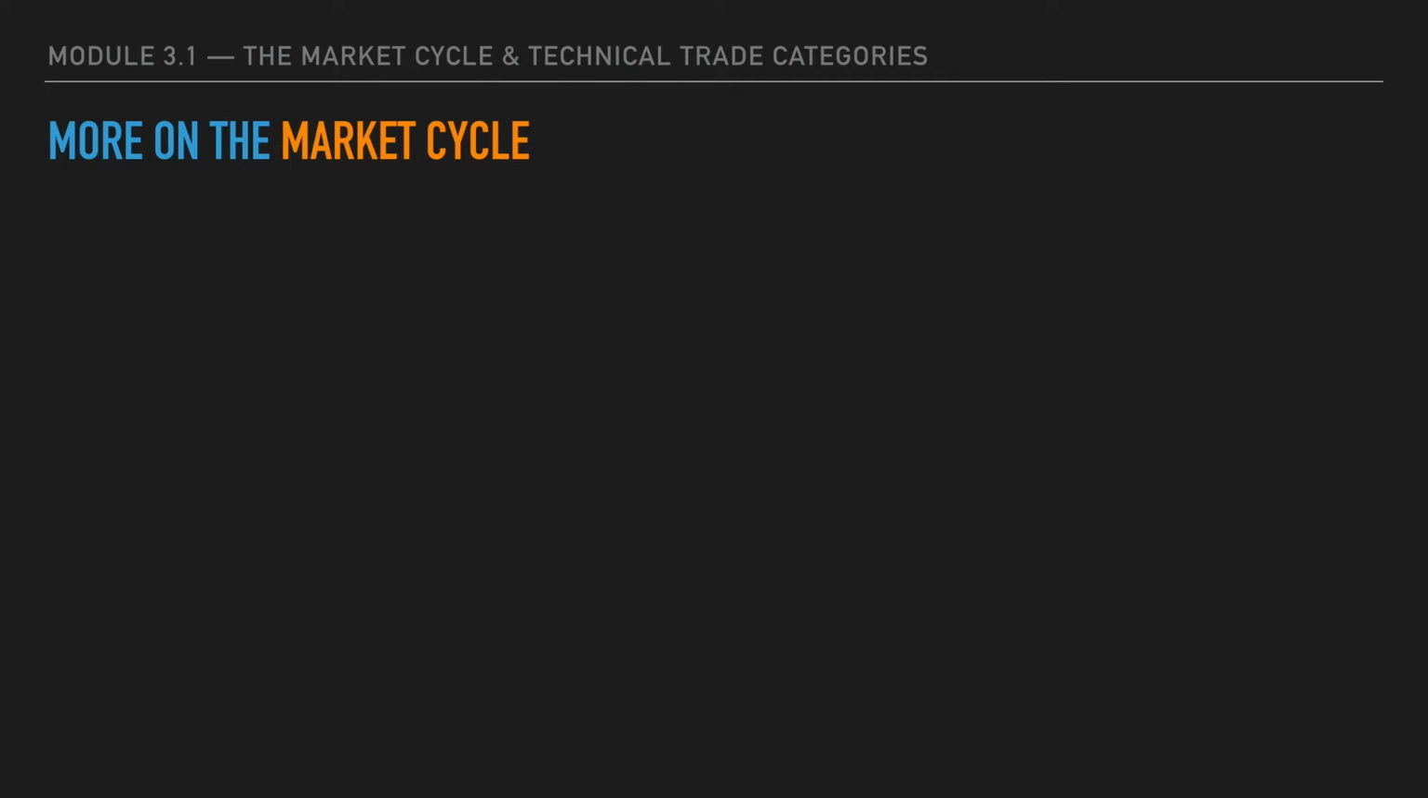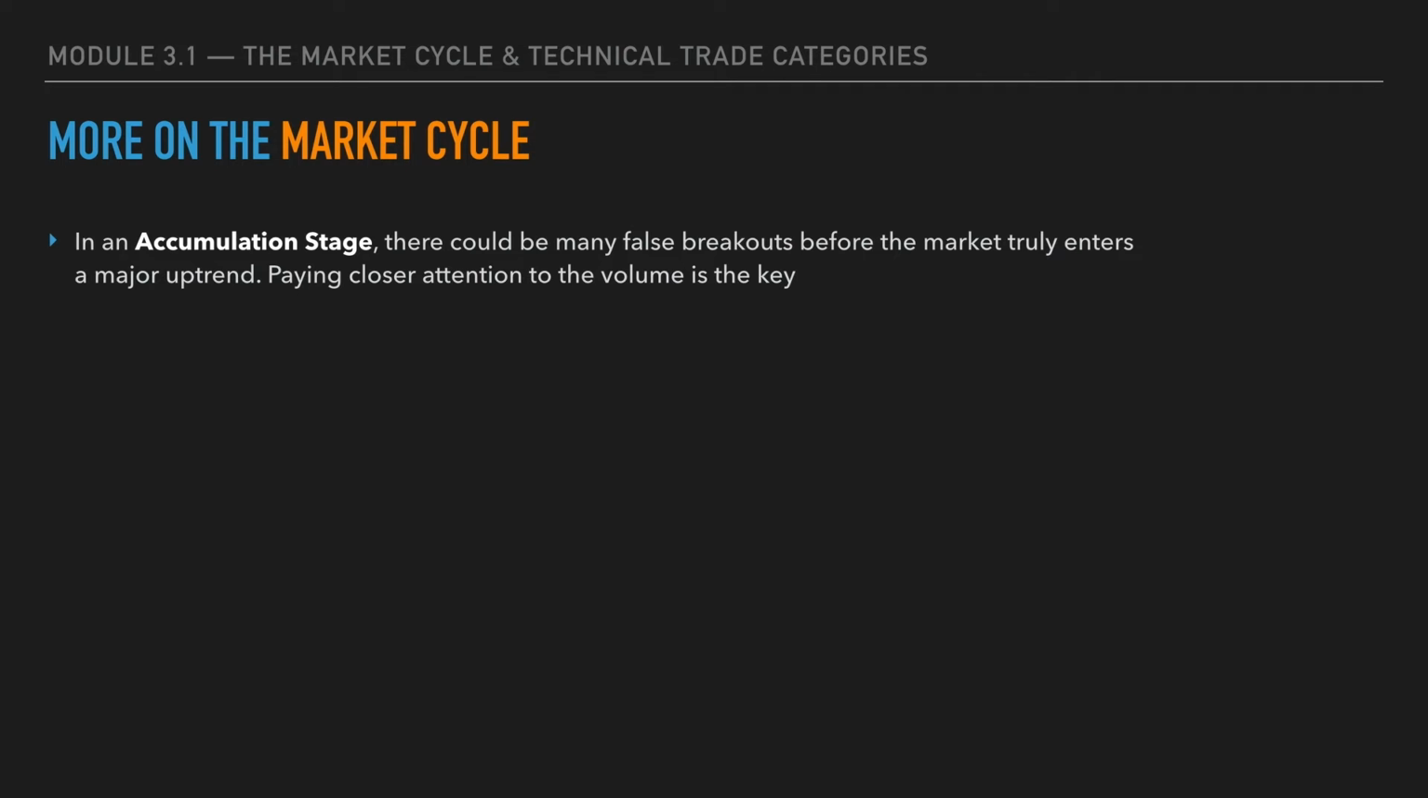Here is some additional information to help you understand the market cycle better. First, in an accumulation stage, there could be many false breakouts before the market truly enters a major uptrend.